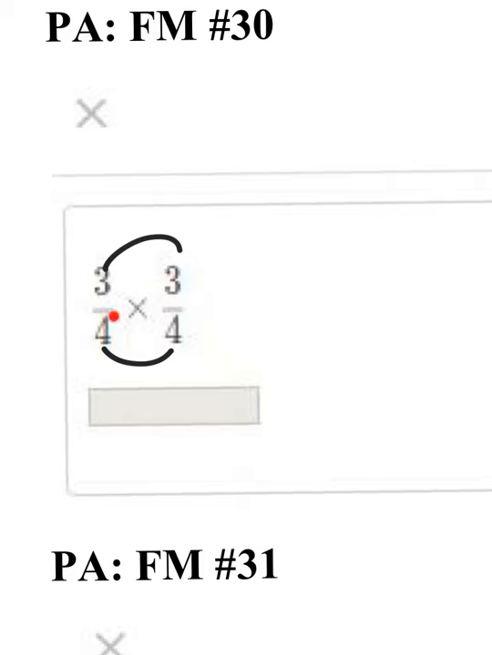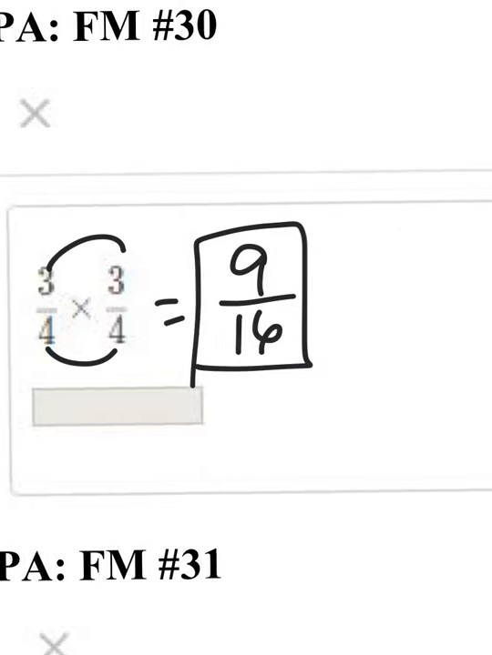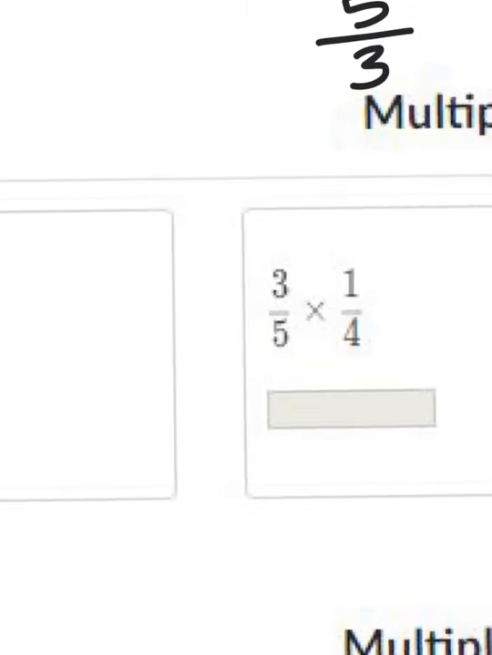Well, 3 can't go into 4 evenly either direction. So now you're just straight multiplying. So 3 times 3 is 9, and 4 times 4 is 16. They don't have a common factor, so that's your answer. Okay, on this skill, you just need to be careful about making sure that you simplify if you need to.